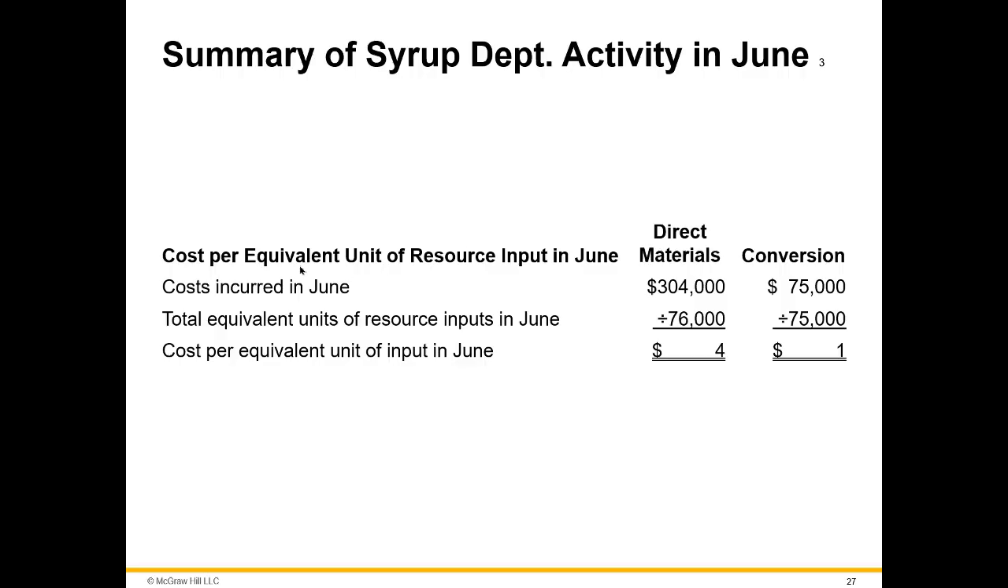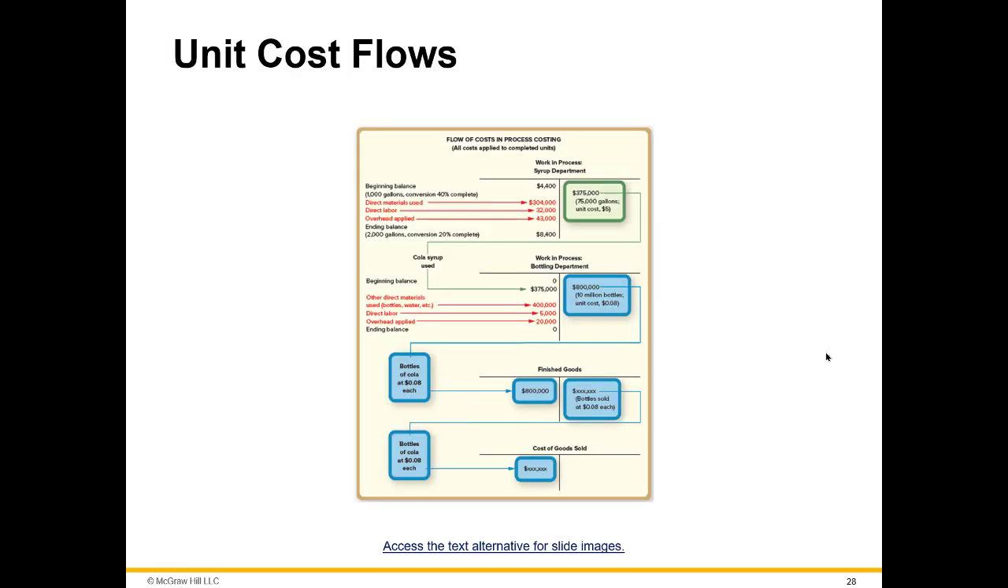304,000 divided by 76 is $4. 75,000 divided by 75,000 is $1. So you can see what that looks like. Okay, and so here is a more detailed look at those unit cost flows, and I encourage you to look at these real close. Likely on your screen this is too small to see, but you'll want to walk through step by step so you can see that.